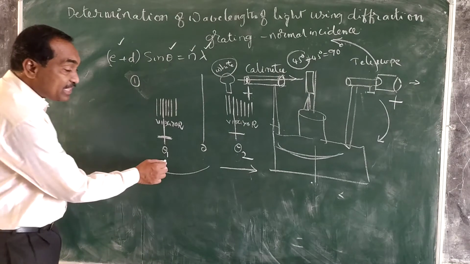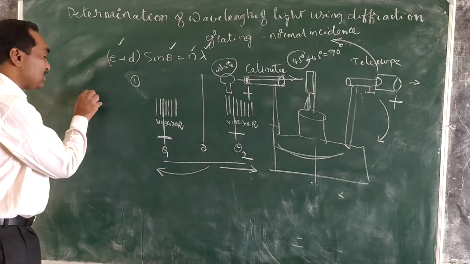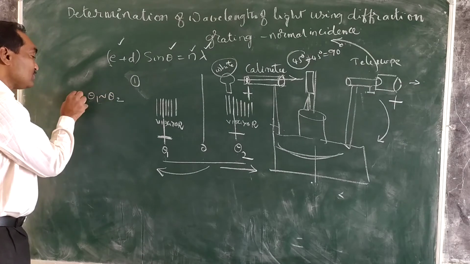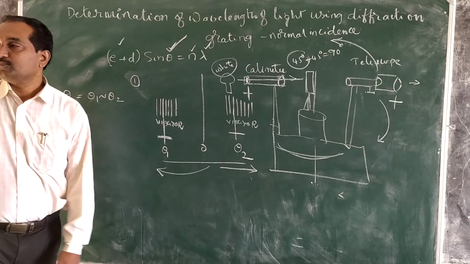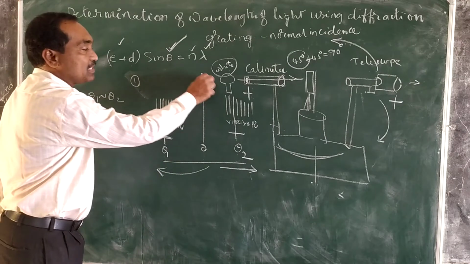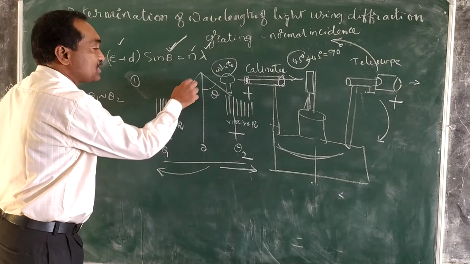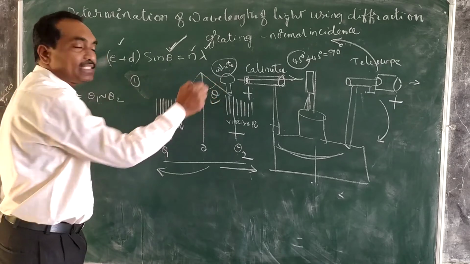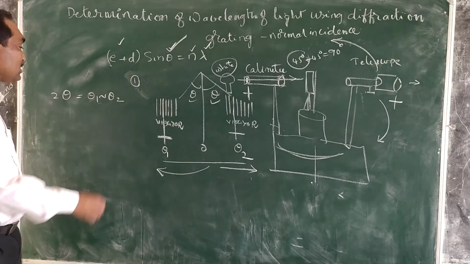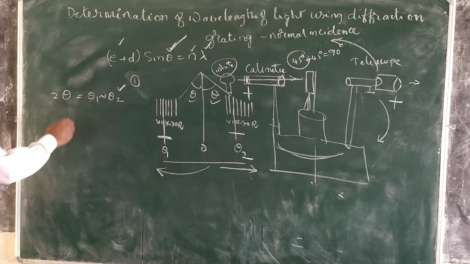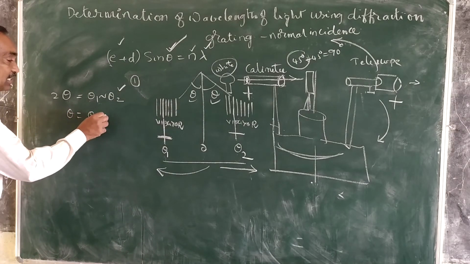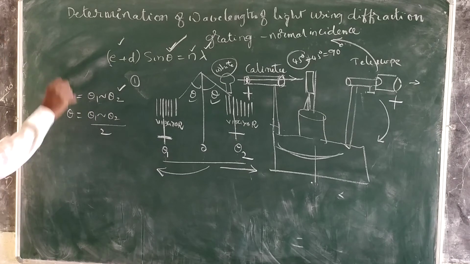Now the difference between these two readings, theta 1 minus theta 2, gives twice the angle of diffraction. Actually, this is the angle of diffraction, and this is also theta. So theta plus theta, that is 2 theta, is equal to theta 1 minus theta 2. So theta is equal to (theta 1 minus theta 2) by 2.